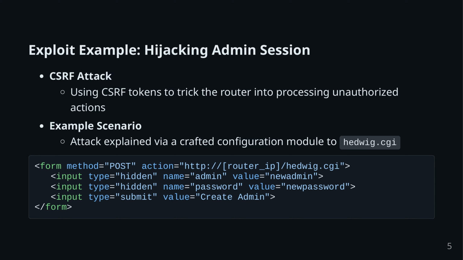Let's look at an example of exploiting a vulnerability through a cross-site request forgery, or CSRF, attack aimed at hijacking an administrative session. In this scenario, an attacker leverages CSRF tokens to manipulate the router into processing unauthorized actions. The crafted configuration module is used to inject malicious directives into the router's web interface. Here's an example form that an attacker might use. HTML form method post, with a new admin username and password.